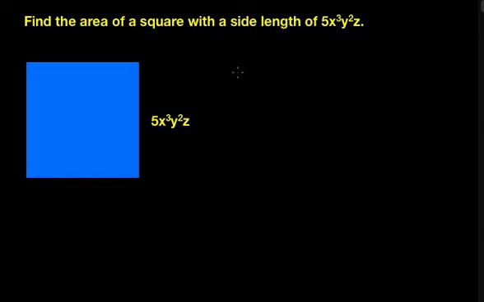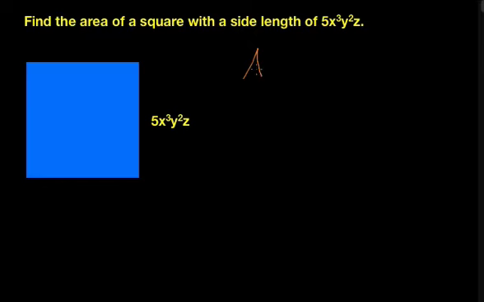All right, let's use these new properties to solve some real-world problems. So in this question, you have to find the area of a square with a side length of 5x cubed y squared z. So why don't you attempt this on your own? Pause the video now. All right, let's see how you did.